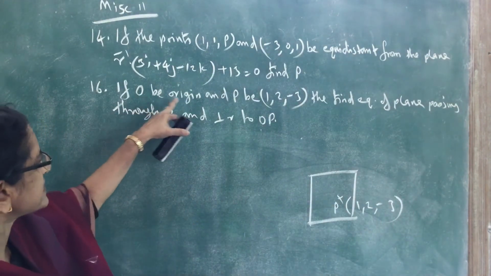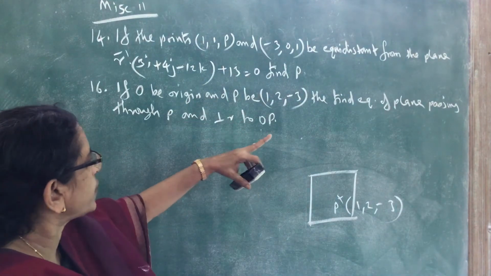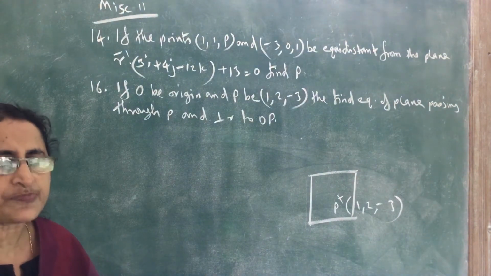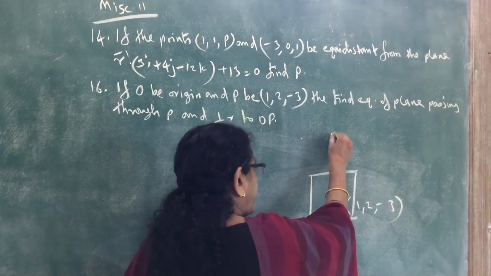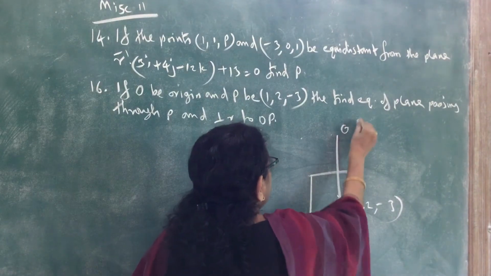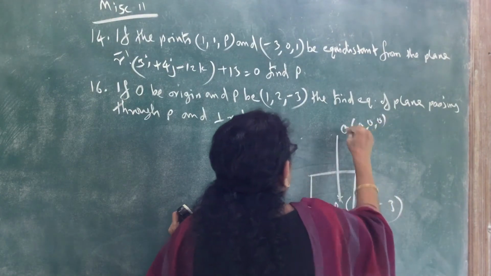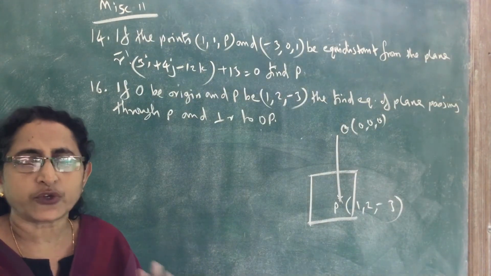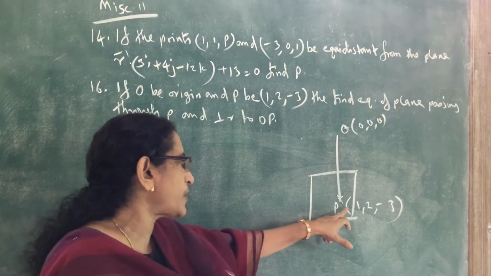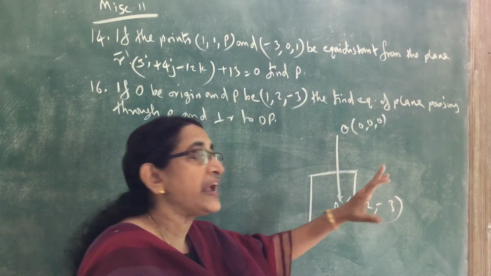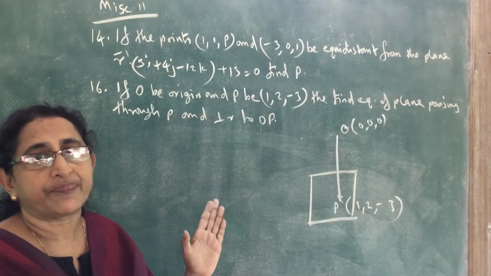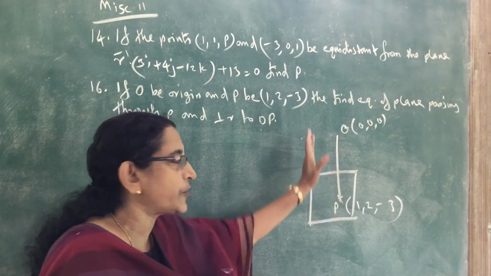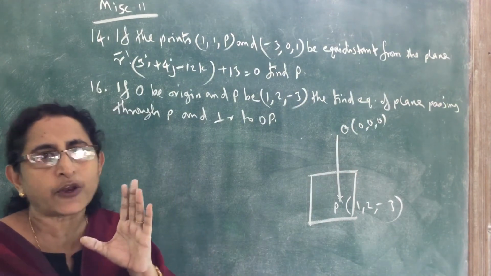And given that O is the origin, we have to find the equation of plane passing through P and perpendicular to OP. So this plane is perpendicular to OP. So we can draw perpendicular OP. O is the origin and given that OP is perpendicular to the plane. So two things are given. The plane passes through the point P (1, 2, -3) and the plane is perpendicular to OP. So using that we have to find the equation of the plane passing through P and perpendicular to OP. So this OP is a normal to the plane.